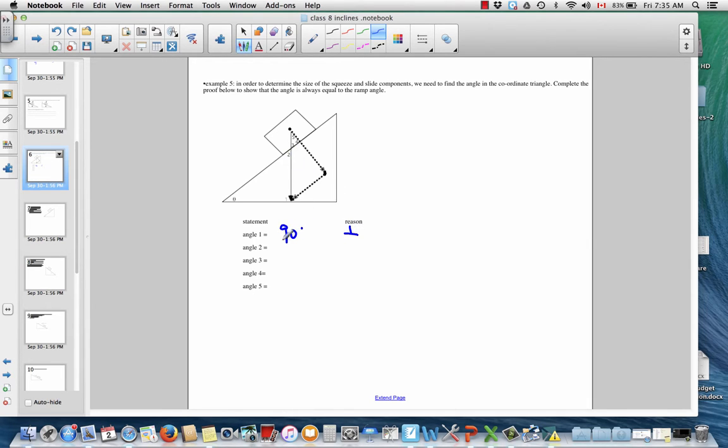So this angle up here, number 2, is 90 minus theta because they are complementary angles in a right angle triangle. Angle 3 equals angle 2 because they are what we call vertically opposite angles. Then angle 4 is 90 because that's perpendicular to the surface. And then angle 5 then must be theta, because if this is 90 and this is 90 minus theta, then this angle up here has to be theta. So it turns out that this angle in the component triangle is always the same as the ramp angle.